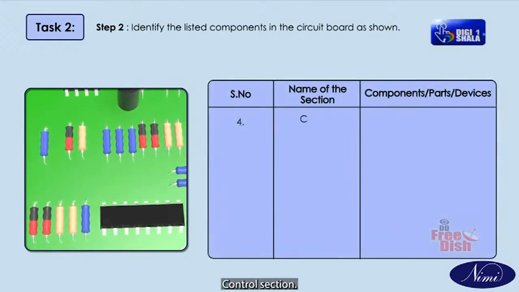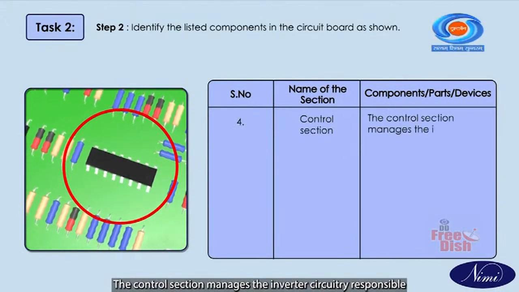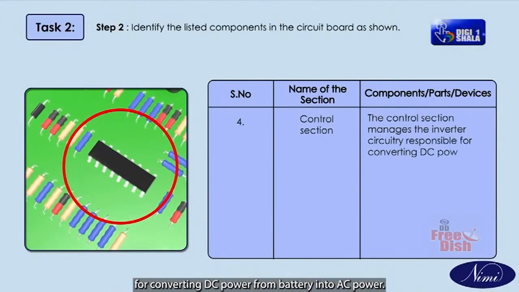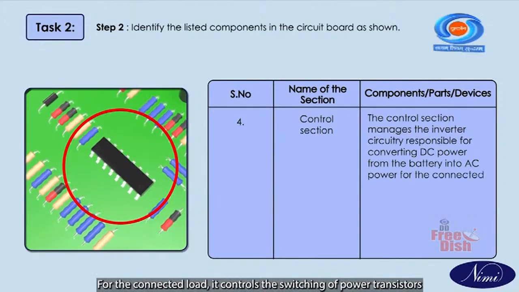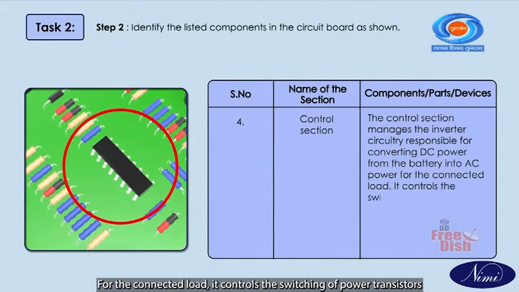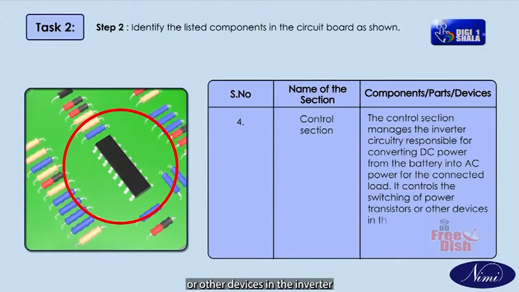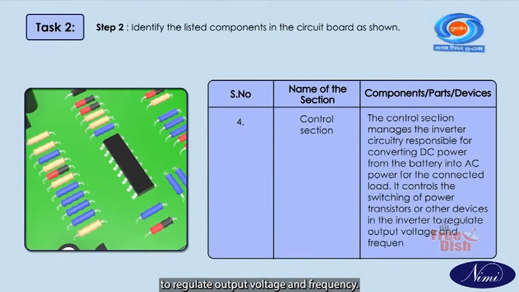Number 4. Control section. The control section manages the inverter circuitry responsible for converting DC power from the battery into AC power for the connected load. It controls the switching of power transistors or other devices in the inverter to regulate output voltage and frequency.